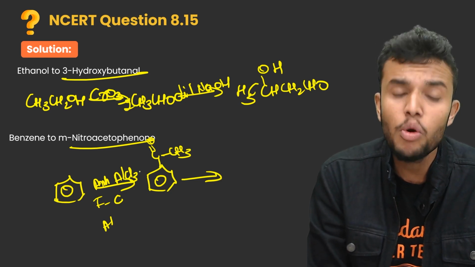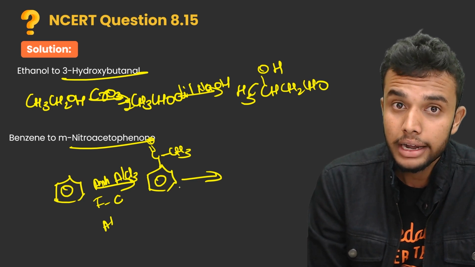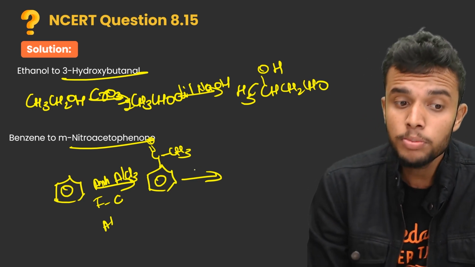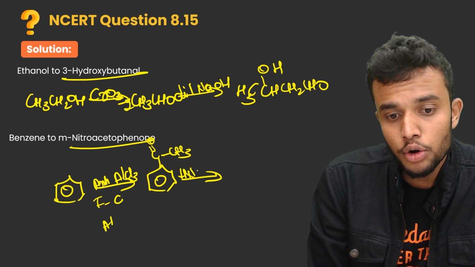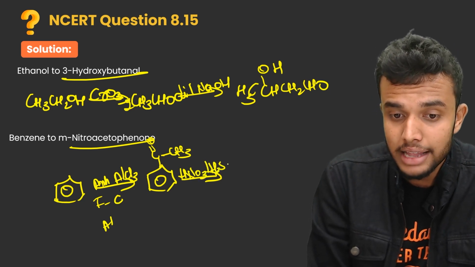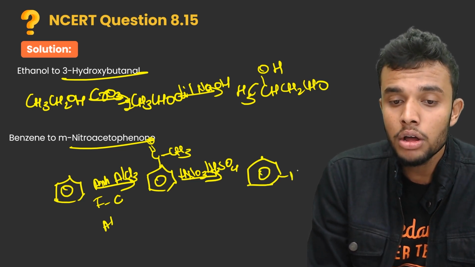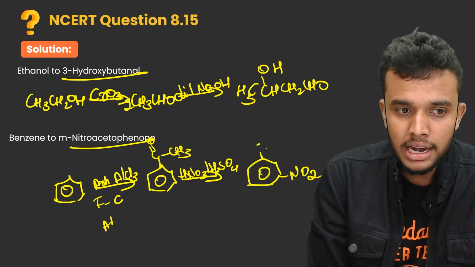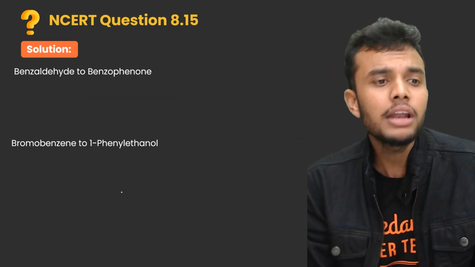We already know CO is an electron withdrawing group and it is a meta-orienting group. That's why we need meta nitration. The compound acetophenone undergoes nitration in the presence of HNO3 and H2SO4 to yield meta-nitroacetophenone. Understood, students? Come on, let's move on to the fifth one.